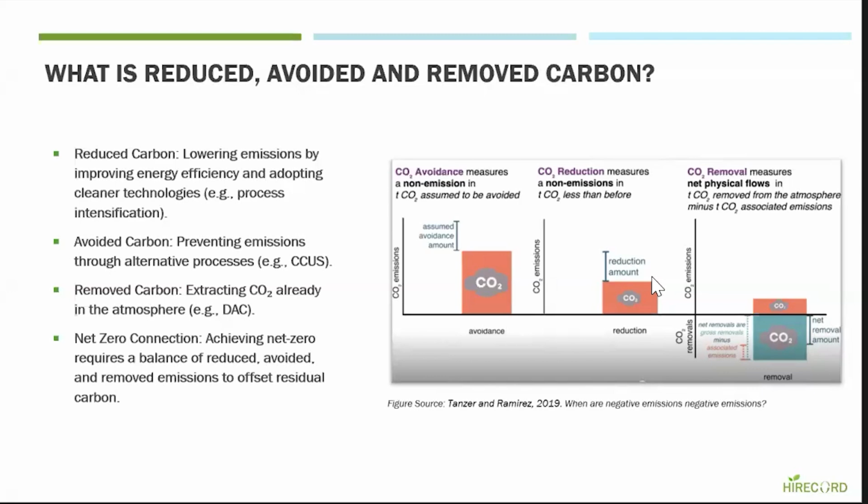So avoided CO2 is actually what we are doing with carbon capture. We are preventing the CO2 that is produced by an upstream process from reaching the atmosphere. With HyRecord, we are also reducing the CO2 emissions, because we are implementing lots of intensification approaches to the process. So in the process itself, we are reducing the CO2 that would be emitted if we were not using rotating packed beds or CDR max as a solvent.